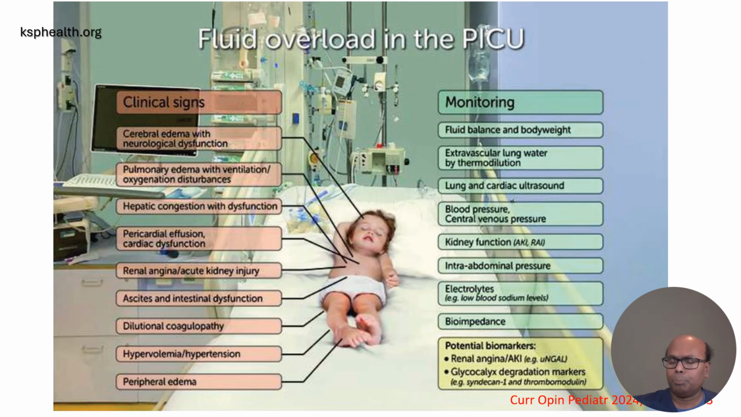I personally look at the fluid balance every day and body weight change, extravascular lung water by thermodilution, cardiac ultrasound, look at the lung for fluid, blood pressure and central venous pressure, kidney function, intra-abdominal pressure, electrolytes, bioimpedance if it is available, and biomarkers such as acute kidney injury markers, glycocalyx degradation markers, and so on and so forth.